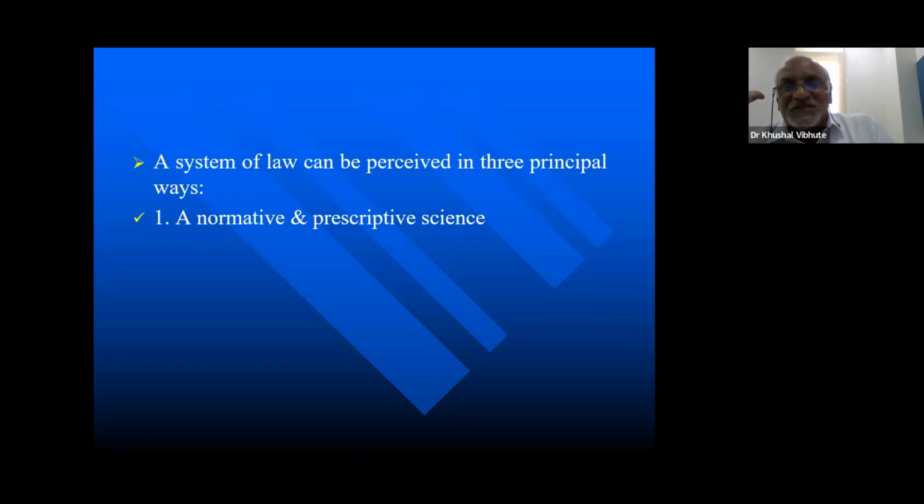Any guess? I like dialogue. Now, what are the legal facts which you can think of when I say law is a normative science? Law is the norms of human behavior. What are the legal facts which you can think of for putting them to inquiry as a legal researcher? Anyone, please?